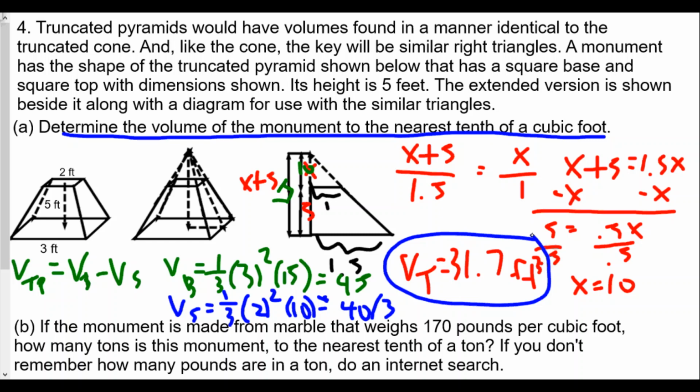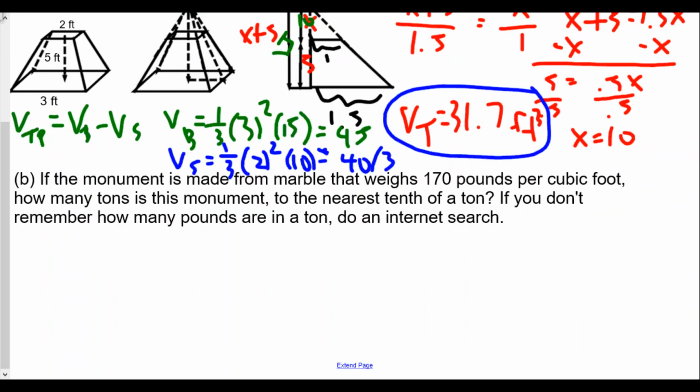Now for the second part, if the monument is made from marble that weighs 170 pounds per cubic foot, how many tons is this monument to the nearest tenth of a ton? If you don't remember how many pounds are in a ton, do an internet search. Now we don't have to. There are 2,000 pounds in 1 ton.